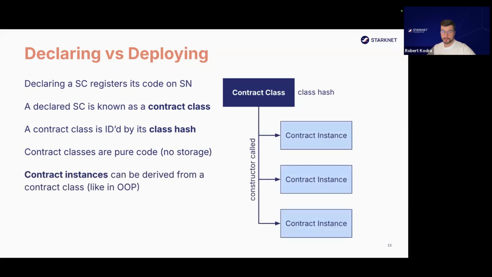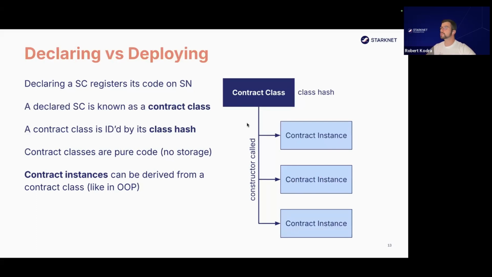Now, when you want to actually create an instance of this contract, you can derive it from a contract class. This is similar to OOP in programming: you have your blueprint, and then you can create instances out of that blueprint. Whenever you want to create an instance, you have to pass the class hash of the contract class, and then the constructor call data that the constructor function accepts. And then you can create these instances. So you can see how powerful this method is.